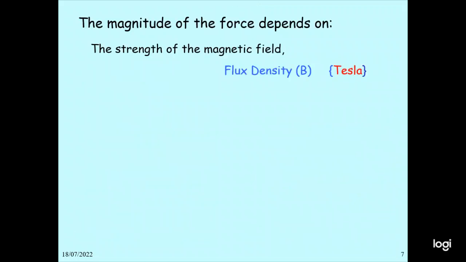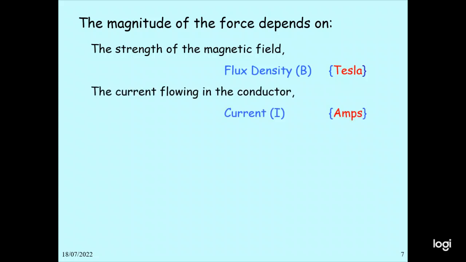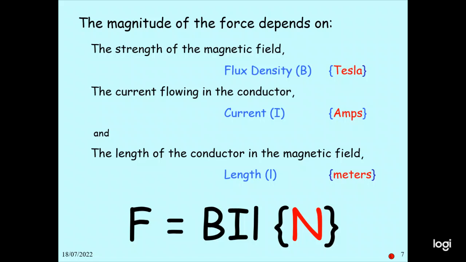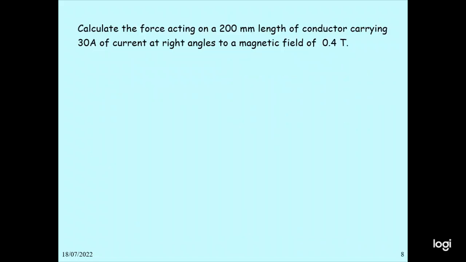The magnitude of the force depends on the strength of the magnetic field. In this case, the flux density is B tesla, the current flowing in the conductor is I amperes, and the length of the conductor in the magnetic field is L meters. So we can calculate F to be BIL, where B is the magnetic field intensity, I is the current, and L is the length. So the force can be calculated as BIL newtons.